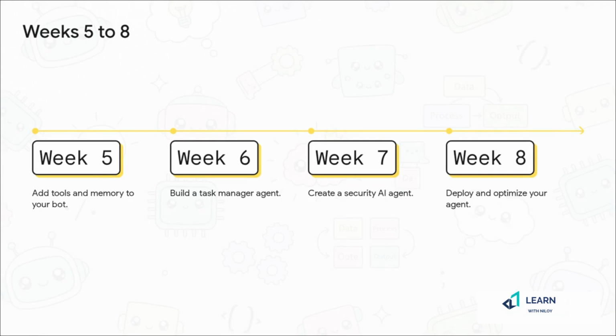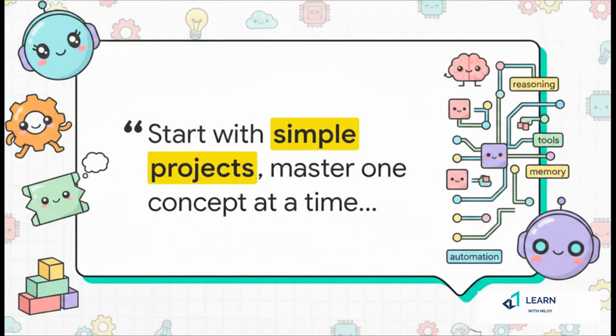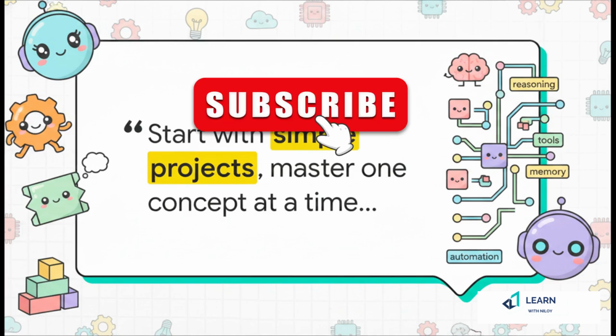I want to leave you with this final, really empowering thought, straight from the source document. Start with simple projects, master one concept at a time, and gradually combine reasoning, tools, memory, and automation into increasingly capable AI agents. Look, building an AI agent isn't some dark magic. It's literally just a series of logical steps. So the only question left is, what simple project are you going to start building today?